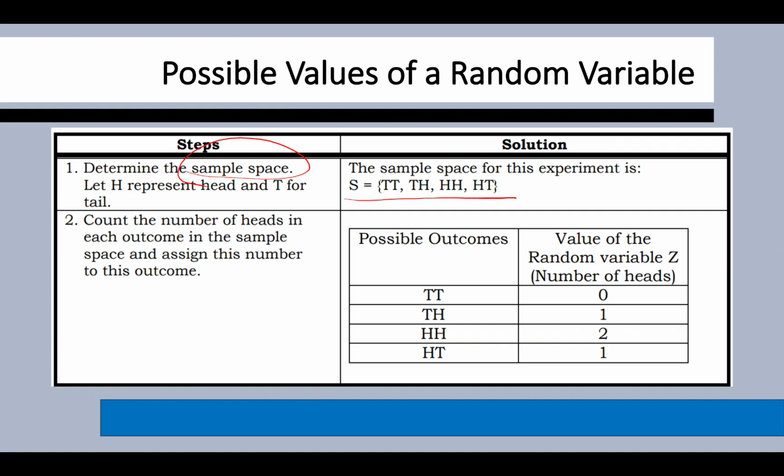After that, you now have to count what is needed to be counted, or what is asked by the random variable represented. Here, our random variable Z is the number of heads, so you enumerate them. Our first outcome, two tails, we have 0 heads. Tail head, we have 1 head. Head head, we have 2 heads. Head tail, we have 1 head. So that's how easy the random variable is.